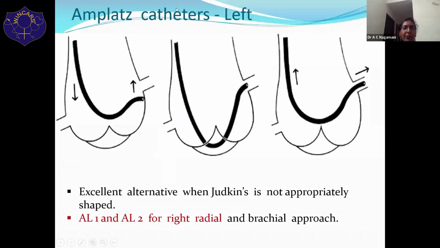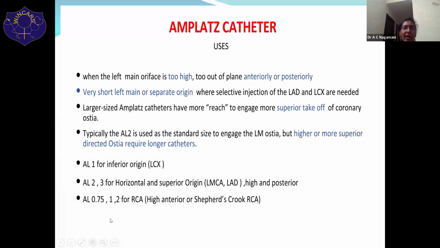This is for a normal variation. So when we are not able to engage with the Judkins, we switch over to Amplatz. It's an excellent alternative. Amplatz is required when the orifice is too high, or too out of plane anteriorly or posteriorly, or it is required for a very short left main or separate origin, or for superior takeoff.